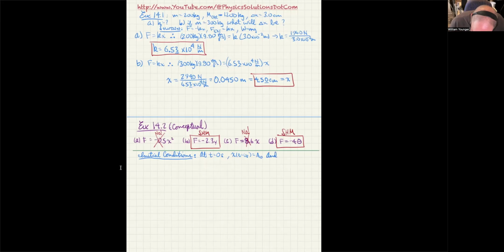And at t equals 0 seconds, v of t equals 0 seconds is equal to 0. So those are our initial conditions. So we had x is equal to a cosine omega t plus phi as our function, and we had v is equal to negative a omega sine omega t plus phi. Those are the two equations we already worked out.